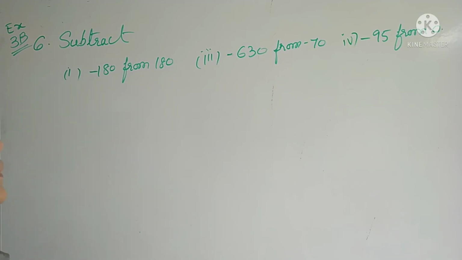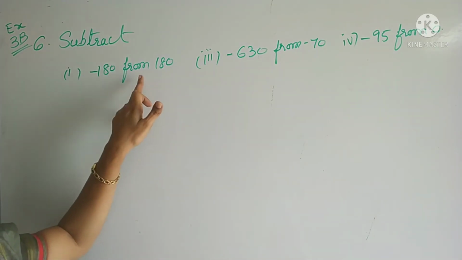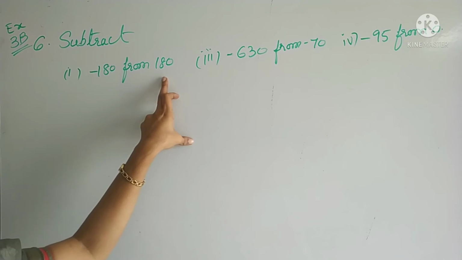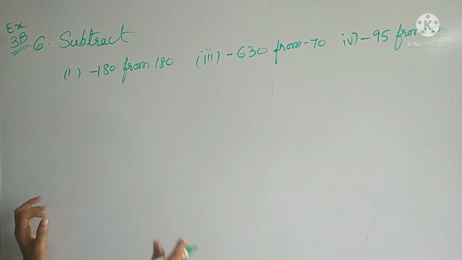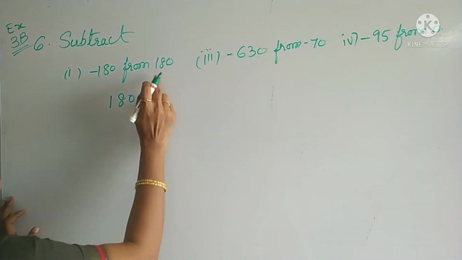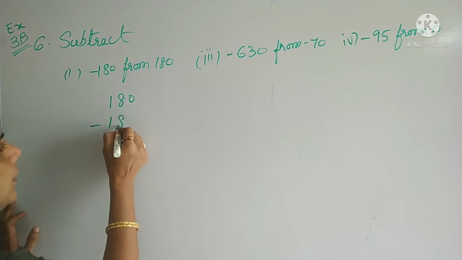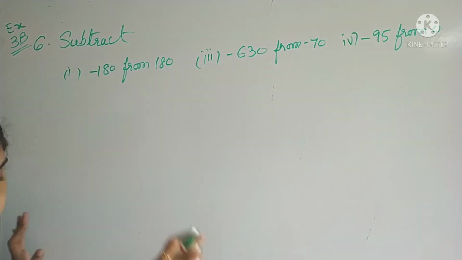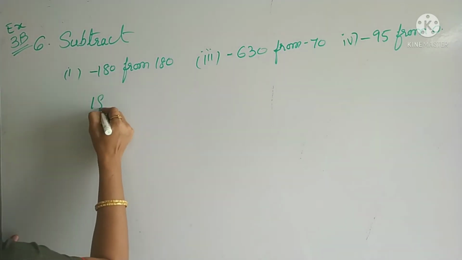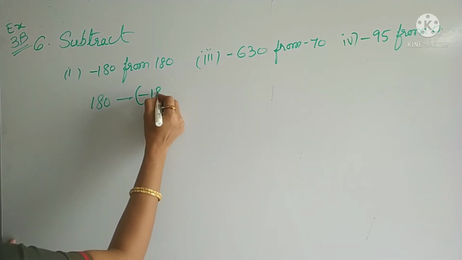See the first one: minus 180 from 180. We have to subtract minus 180 from 180. Whatever number comes after "from", that number you have to write first. From 180 we have to subtract minus 180. So write this first. Instead of writing it like this, we can do it directly. From 180 we have to subtract which one? The first number, minus 180.